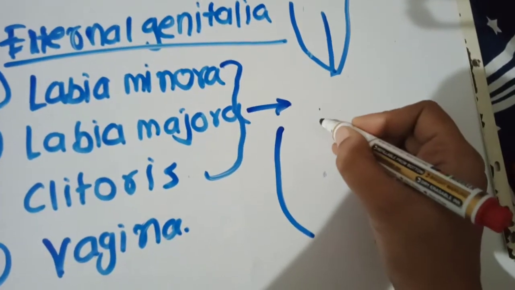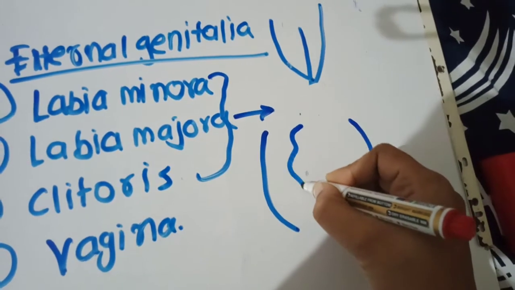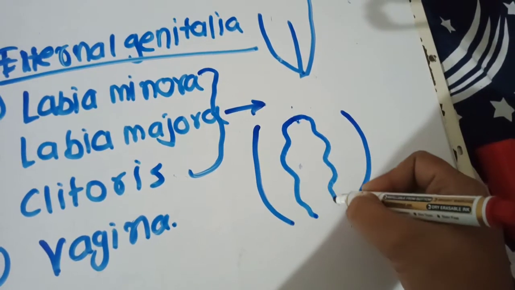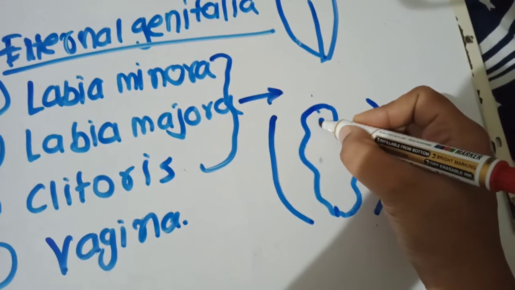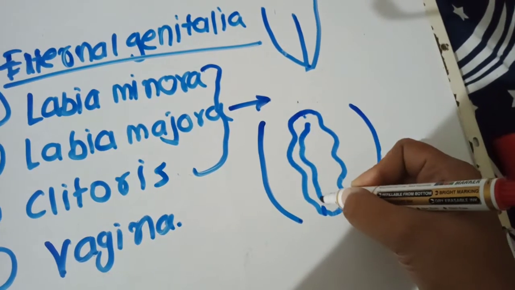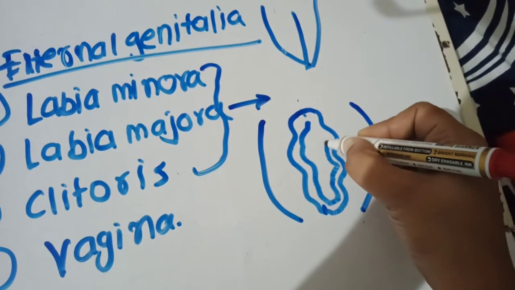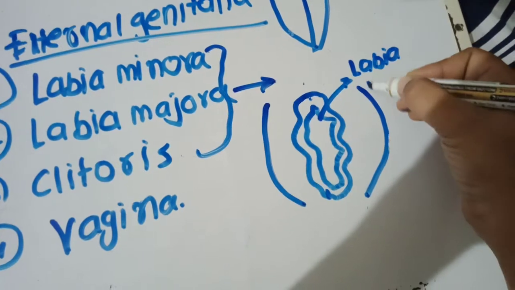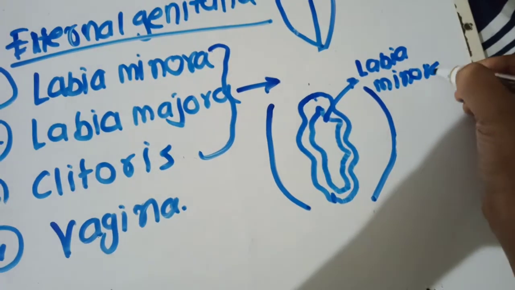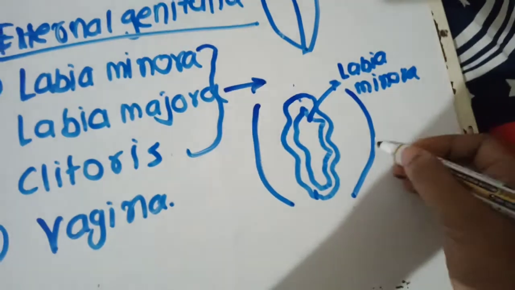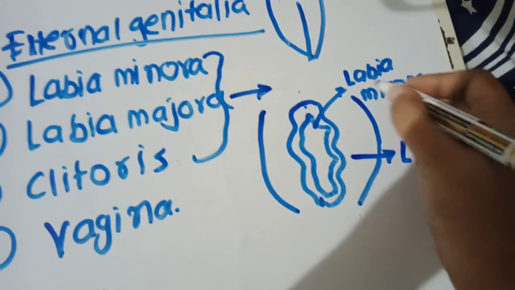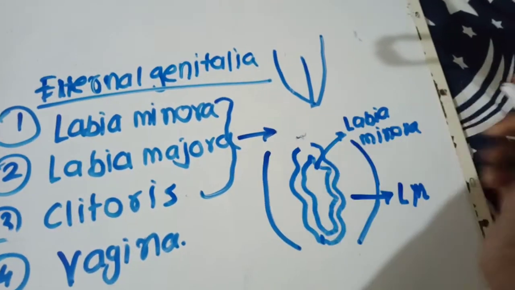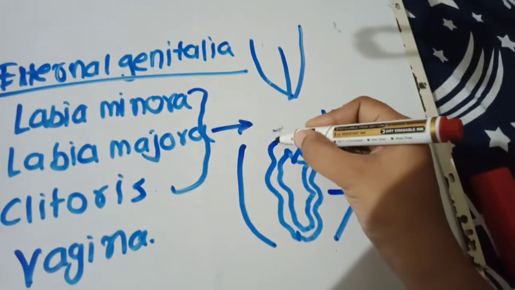Inside the skinny folds, you will see another layer. This is called labia minora. It is present medially to labia majora. This is labia majora, this is labia minora, and on the anterior end of the labia minora, there is the presence of the clitoris.